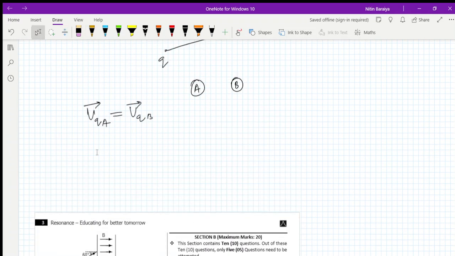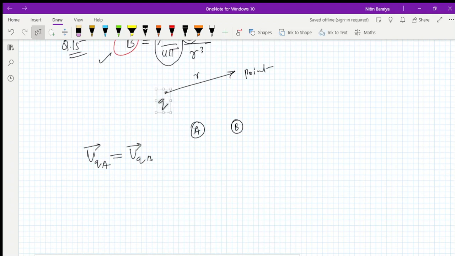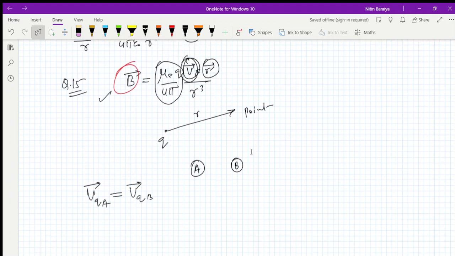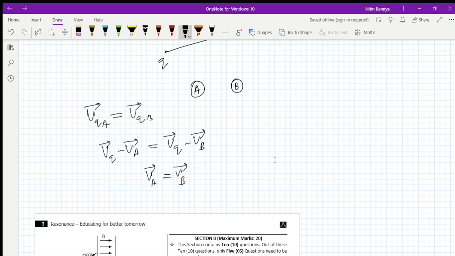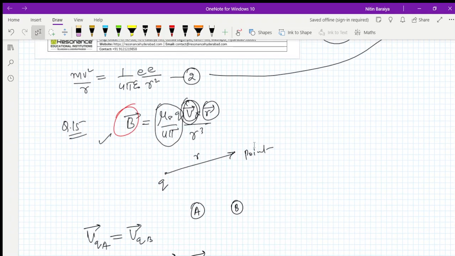This is what we can conclude from here. Since the relative velocities of the point charge are the same for observers A and B, therefore the magnetic field at this point is the same. Now from here we can write VQ vector minus VA vector is equal to VQ vector minus VB vector. And from here what we observe is that VA vector is equal to VB vector. But this cannot be true actually.